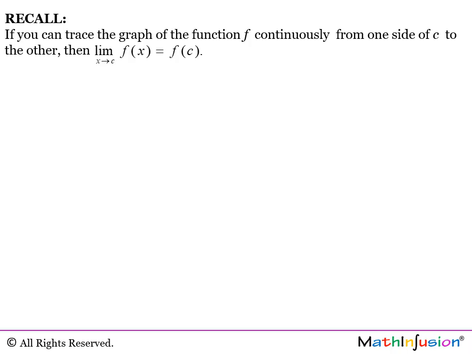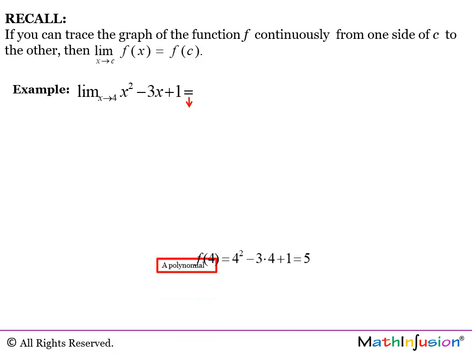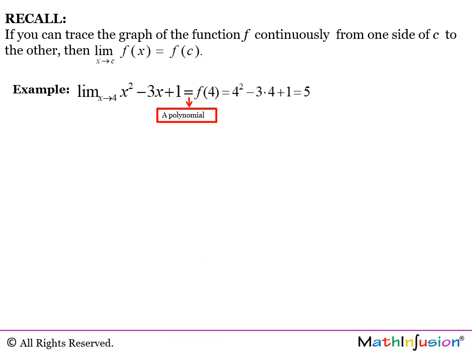Recall, if you can trace a graph of a function f continuously from one side of c to the other, then the limit of the function when x approaches c equals f of c. As an example of such functions, we have the polynomials. That's why the limit when x approaches 4 of x^2 minus 3x plus 1 is just f of 4, which is 4^2 minus 3 times 4 plus 1, which equals 5.